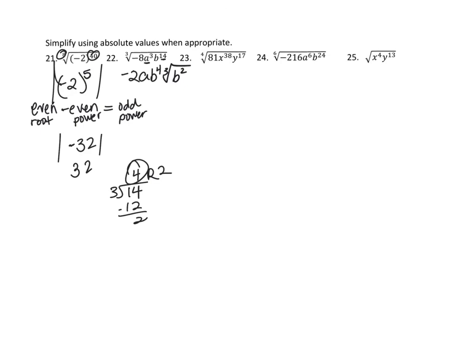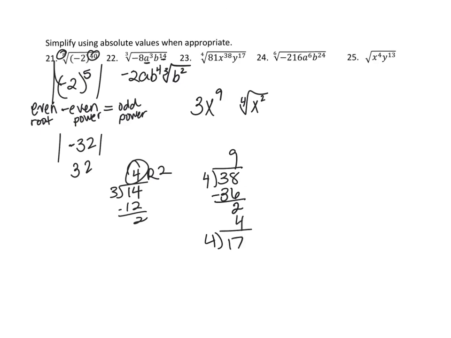So here we have the 4th root of 81, which is 3. Again, here we're doing 4 goes into 38 9 times. So x to the 9th goes outside. That's 36, so it's remainder 2. So inside the 4th root, I'm going to have an x squared. And then 4 goes into 17 4 times with remainder 1. That makes it y to the 4th. And then 1 more y stays inside.